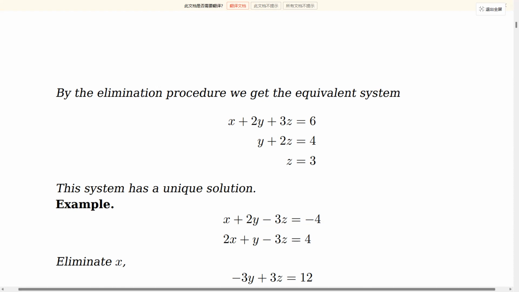And then we got -3y plus 3z equal to 12. We can simplify it a little bit by dividing by 3 or -3. I think we're going to divide by -3, so you're gonna get y minus z equal to -4, right? And then you move z to the right side, you get y equal to z minus 4, isn't it?